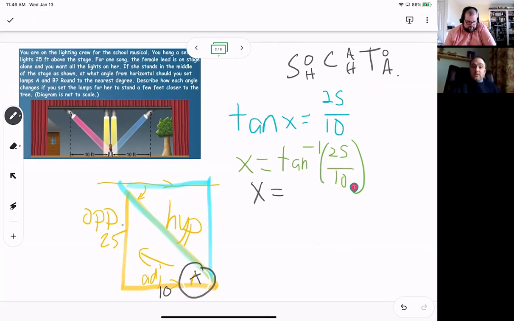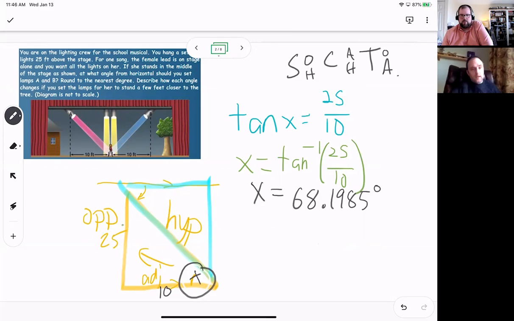And hopefully Mr. Carlson is getting out his calculator right now and figuring out what, oh, look at that. It's like magic, and we get 68.1985 degrees. I'd like us to notice that both of these triangles are the same because they're both 10 feet in the bottom, 25 feet going up. So we are okay with that.